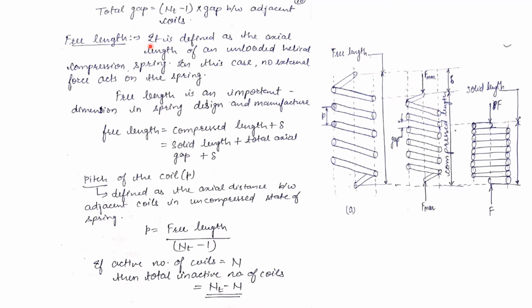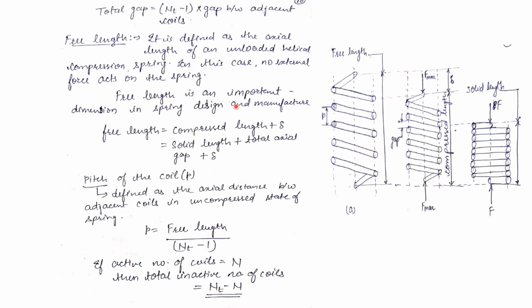Now free length. What is free length? It is defined as the axial length of the unloaded helical compression spring. In this case, no external force acts on the spring. Free length is an important dimension in spring design and manufacture. When there is no load application on the spring, then this spring is called a free length spring. Before using in any type of application, the spring is unloaded.